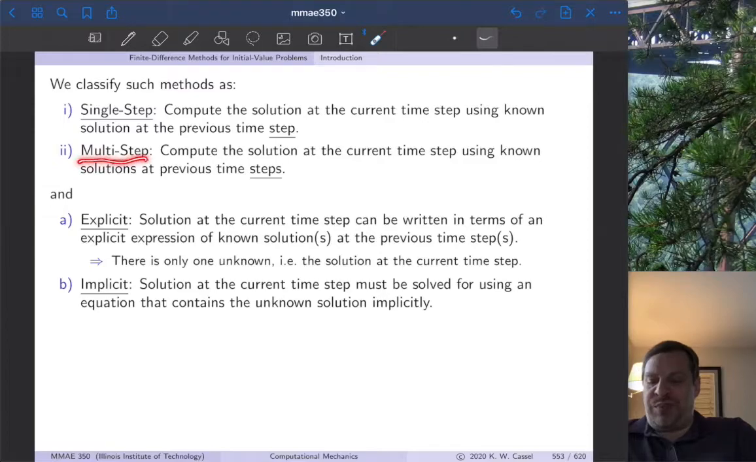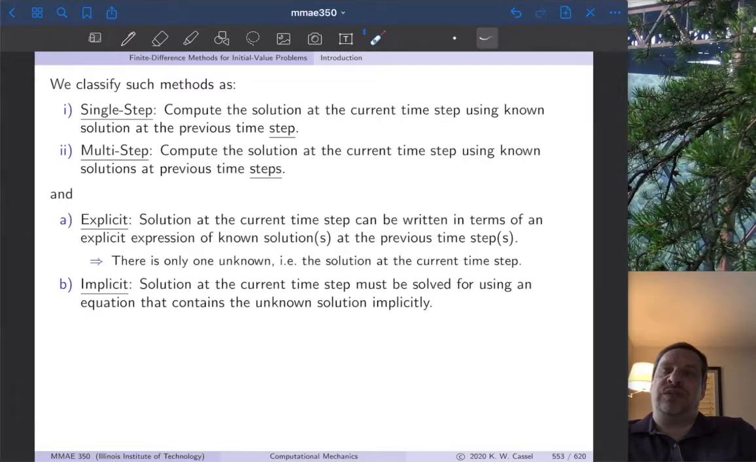A multi-step method still progresses one time step at a time, but it uses the information, the solution that we've obtained at more than one previous time step. So you see here it's step singular, here it's steps plural. So we're still computing the current time step, the solution of the current time step, but using multiple previous time steps. So that's single versus multi-step. That's easy to remember. The other distinction is whether we have an explicit or an implicit method.